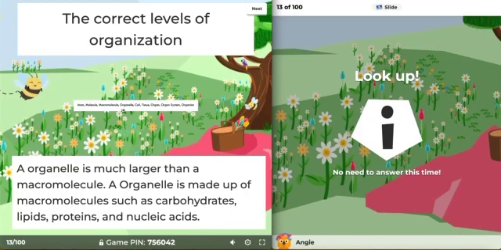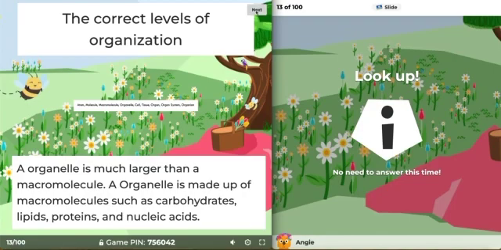So this is an explanation of why it's false. It's false because a lot of macromolecules make up the organelle, and a lot of organelles made up of a lot of macromolecules make up a cell, and so on. So organelles are obviously much larger than macromolecules, and an organelle is made up of macromolecules like carbohydrates, lipids, proteins, and nucleic acids.